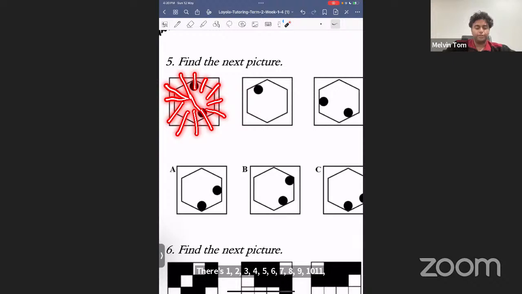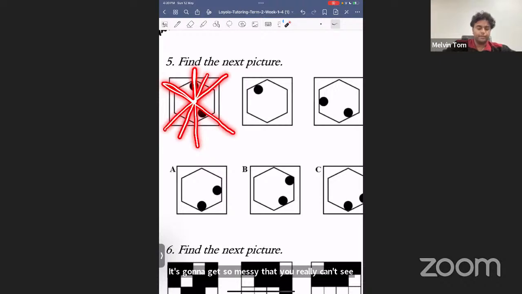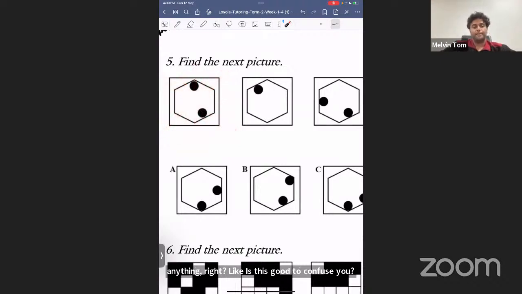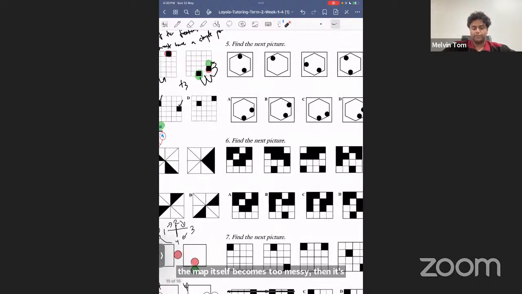Now, if you were to draw a 12-sided map, that's going to get very messy, right? It's going to get so messy that you really can't see anything. It's just going to confuse you. So the best thing to do is just use the image itself. We use mapping to help us see the pattern better, but if the map itself becomes too messy, then it's useless. So just look at the question itself.